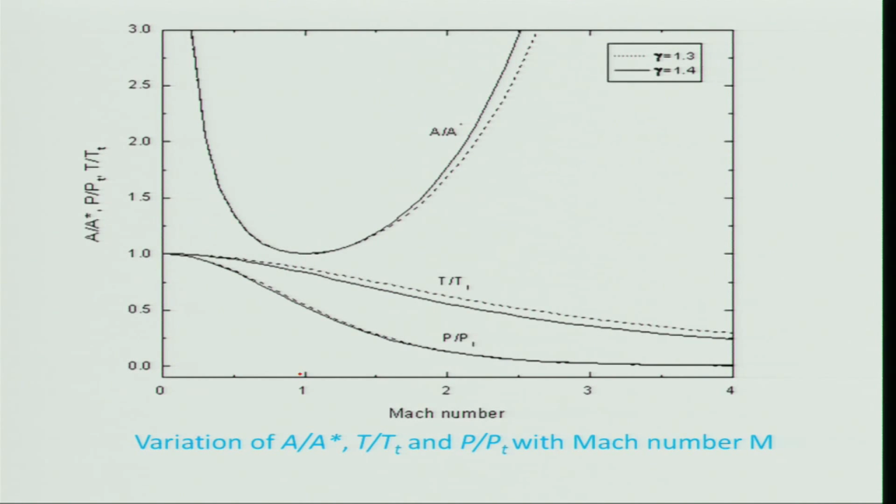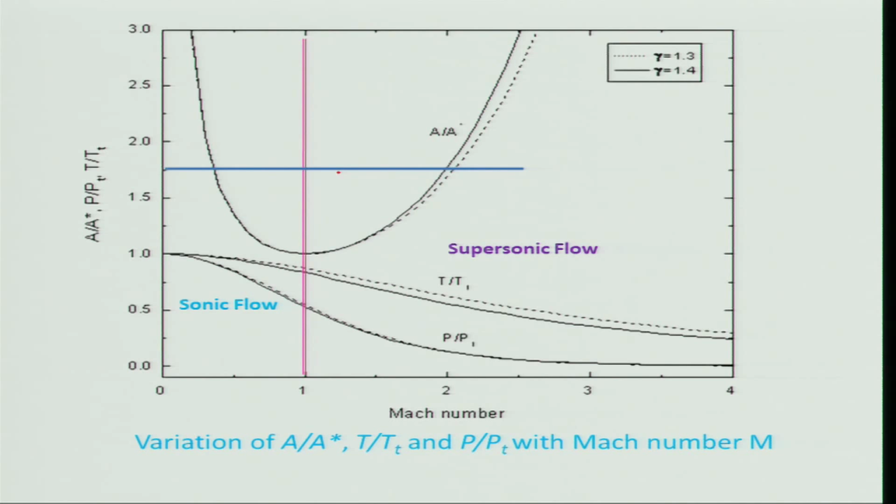If you look, Mach number equal to 1 separates the subsonic flow on this side from the supersonic flow on the right hand side. But if I take a certain area ratio, let us say maybe 1.75 here, it cuts the curve at 2 points. That means for the same area ratio I get 1 Mach number here, which is maybe around 0.4, and the other one is around 2.